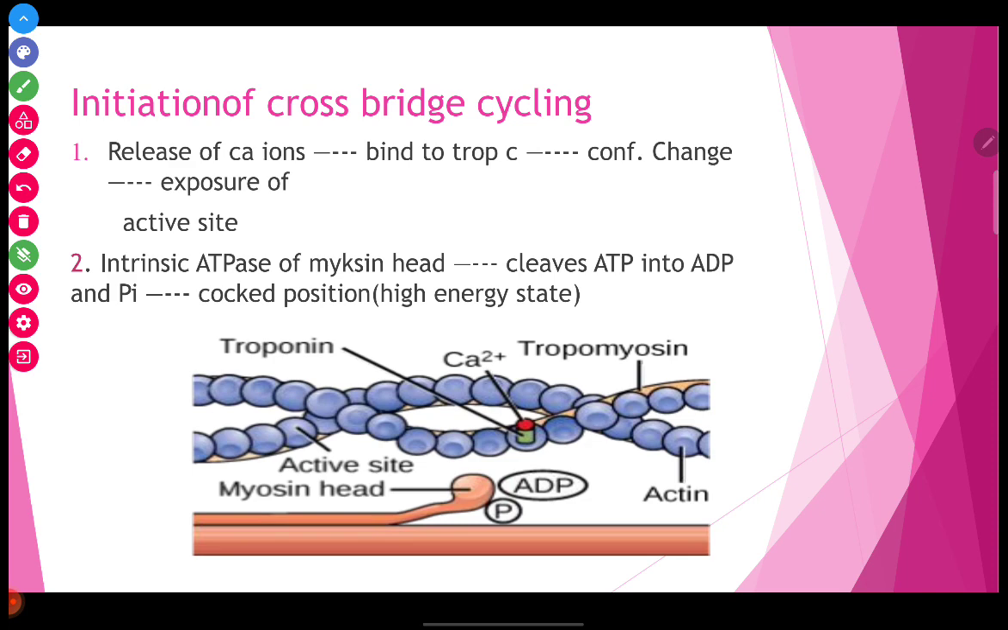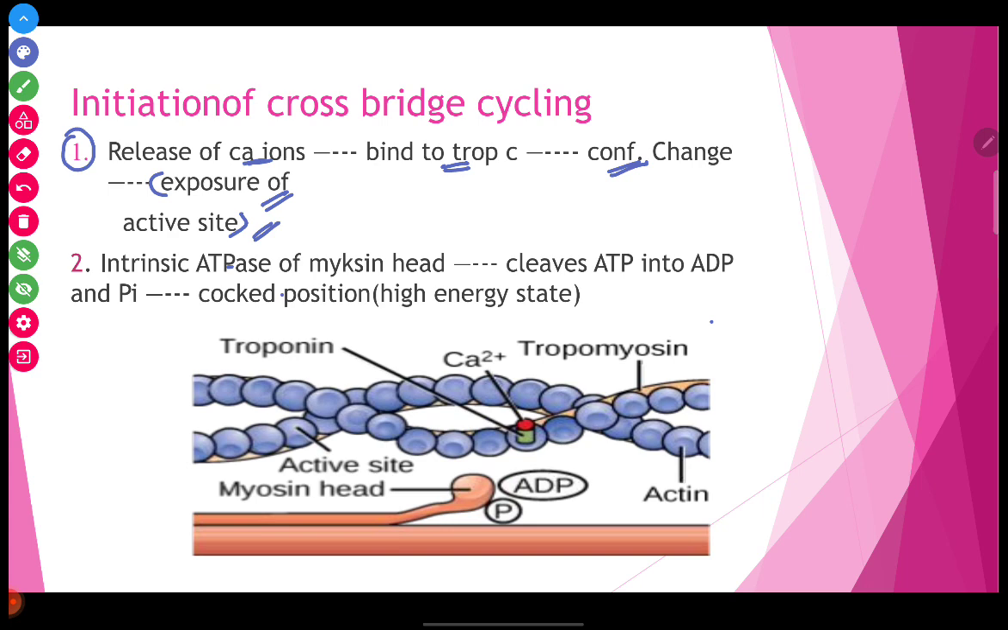Now we can come into the details of the first step, that is nothing but initiation of cross bridge cycling. So during initiation there are 2 main things happening. First one is, due to the action potential, there is a release of calcium ions into the sarcoplasm. So these calcium ions bind to the troponin C, because troponin C has high affinity to the calcium ions, and due to its binding there is a conformational change, and due to these changes, as I explained in the previous video, there occurs an exposure of active site on the actin. So active sites are now exposed.